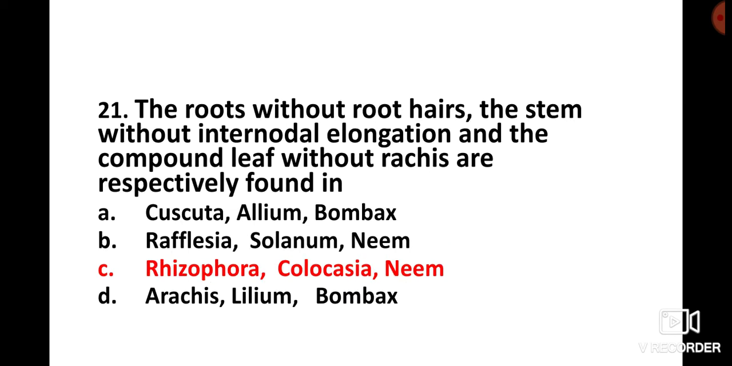Question number 21. The roots without root hairs, the stem without internodal elongation, and the compound leaf without rachis are respectively found in. Root is without root hairs, stem is without internodal elongation, and leaf is compound leaf without rachis respectively. The right answer is C. Rhizophora, colocasia, and neem.